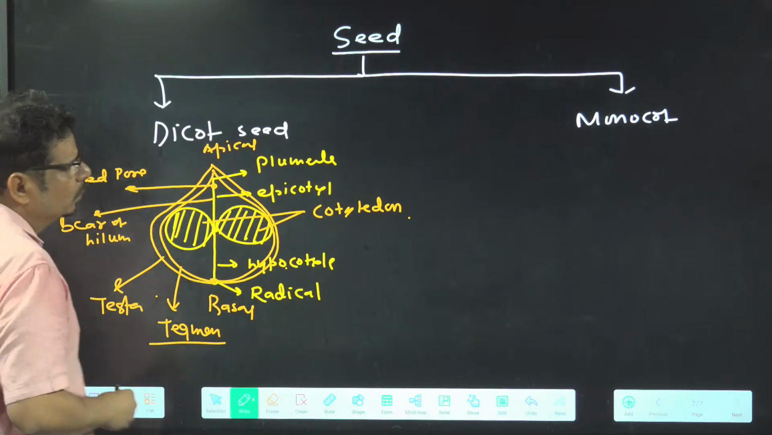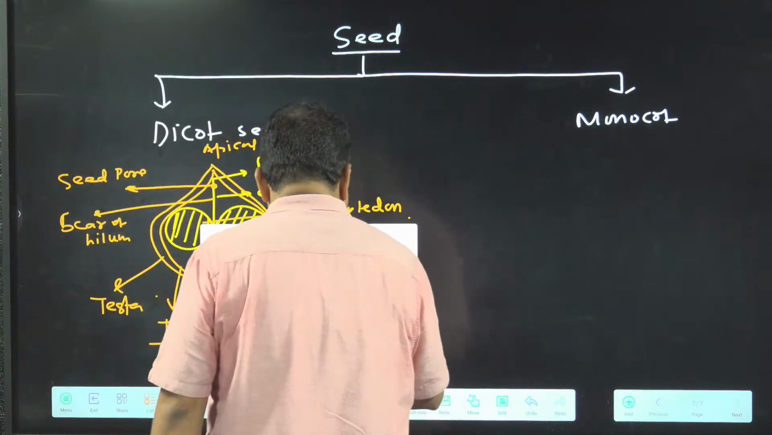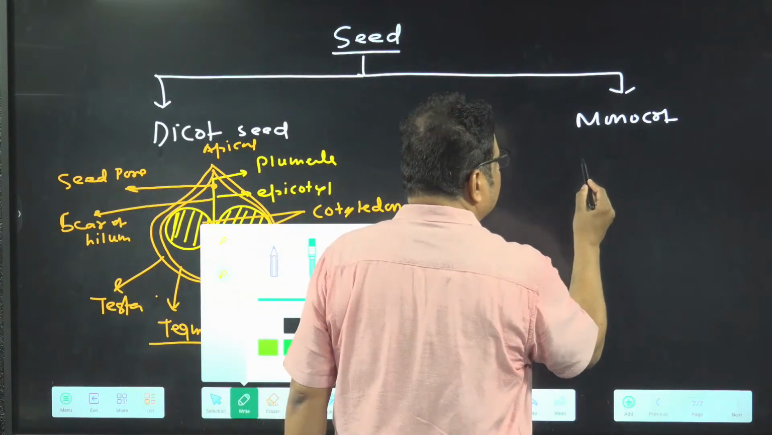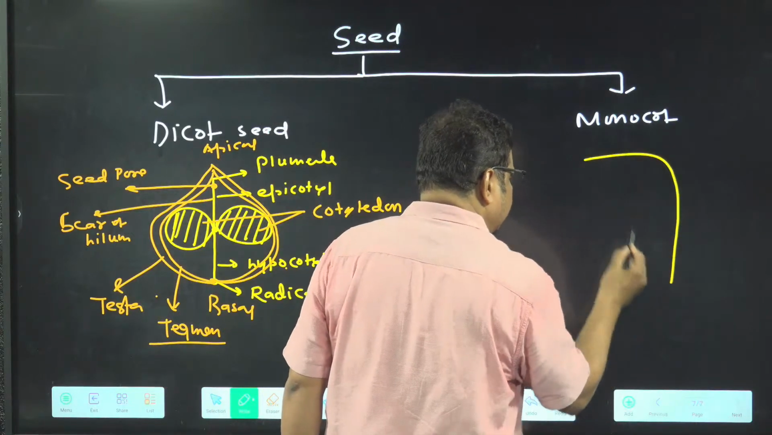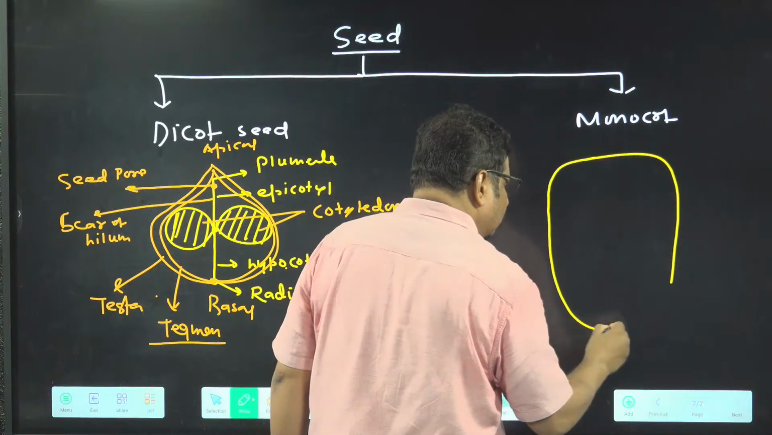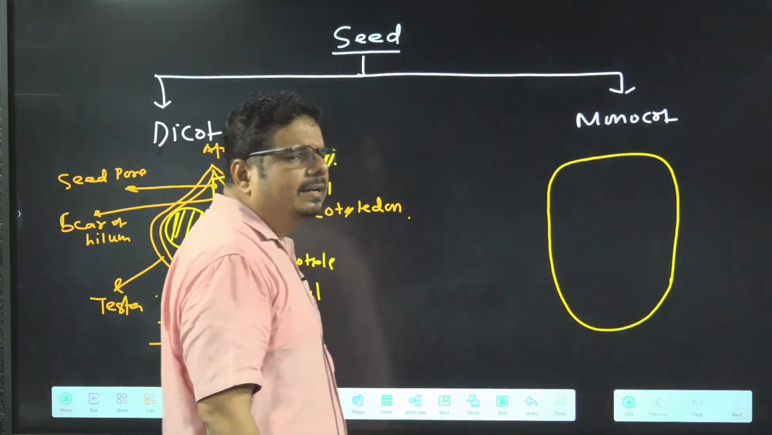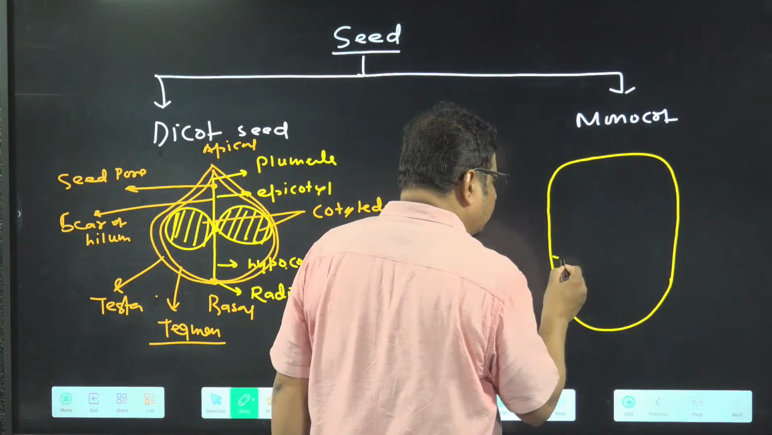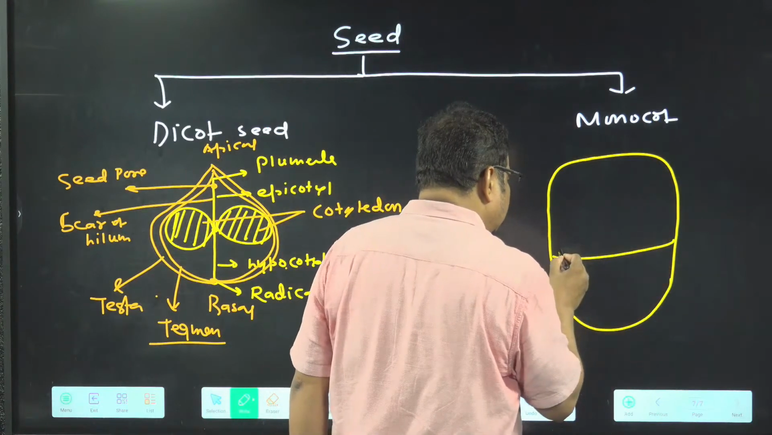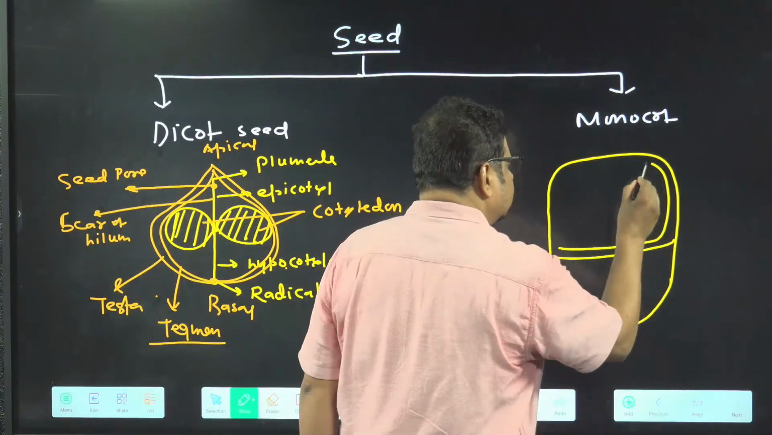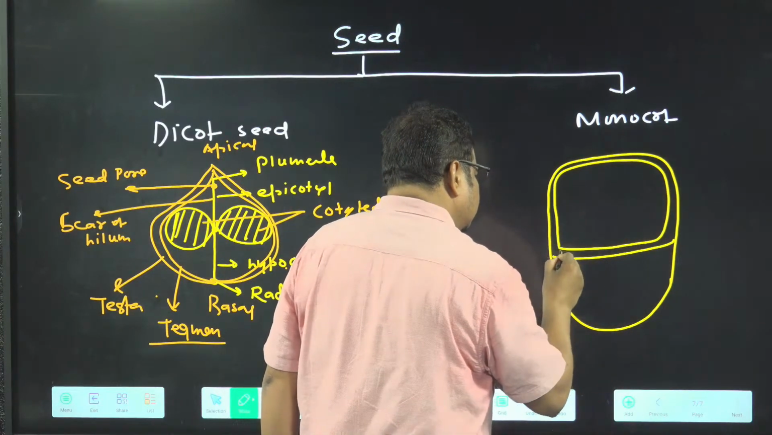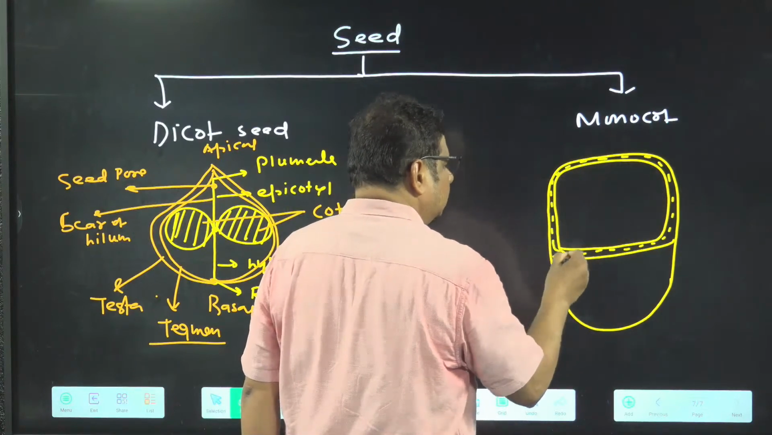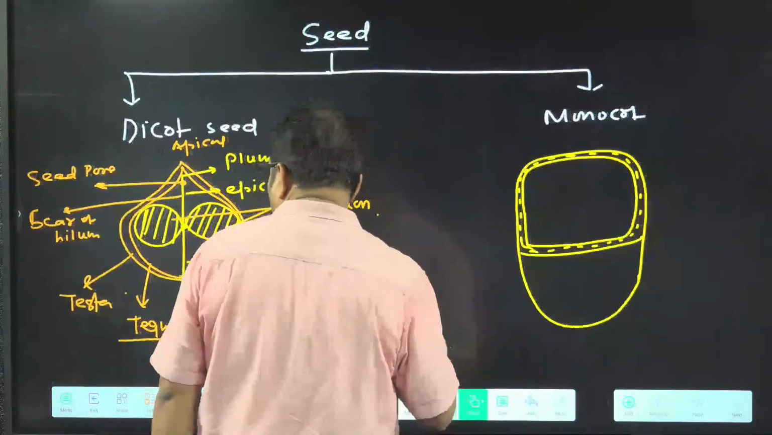Now I am drawing a monocot seed structure. Have a look here. If you talk about a monocot seed, it looks like this. It is a typical maize seed. So when you look at a typical maize seed, what you are finding is this type of structure. So this is basically the aleurone layer.